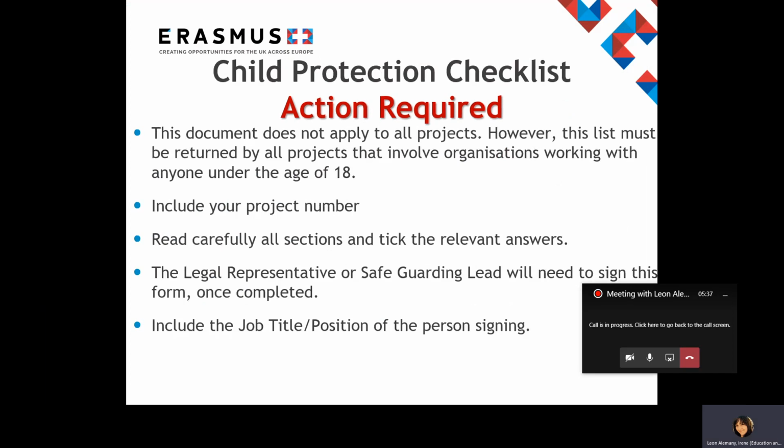You will also need to complete and return the child protection checklist if your organization works with anyone under the age of 18. Please include your project number in this document and read carefully all sections and tick the relevant answers. This will need to be signed by either the legal representative or the safeguarding lead once the form is completed. You will need to make sure that you include the job title and position of the person signing.